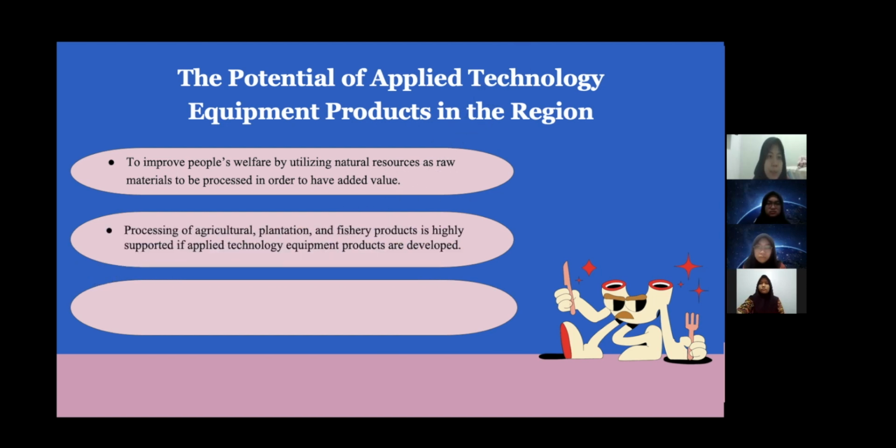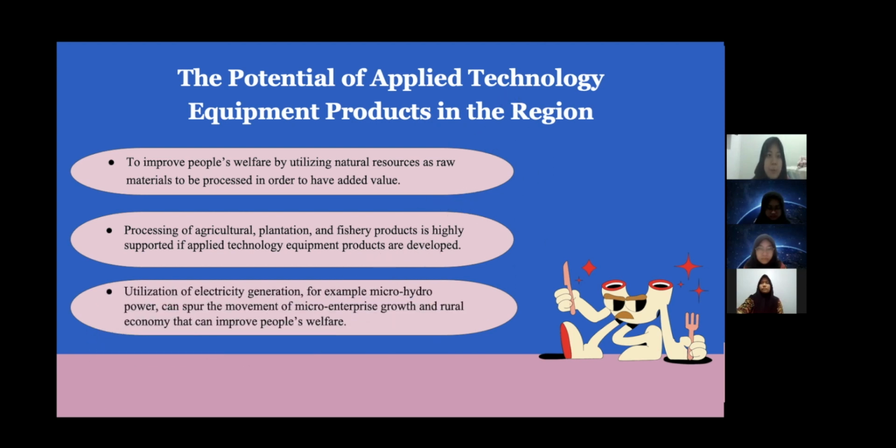And then the second one is processing of agricultural, plantation, and fishery products is highly supported if applied technology equipment products are developed. Maksudnya adalah proses pengolahan hasil pertanian, perkebunan, maupun perikanan itu sangat terdukung jika dikembangkan produk peralatan teknologi terapan. Contohnya apa aja sih? Yang pertama itu ada proses kendali dapat memantau suhu secara otomatis. Lalu yang kedua itu juga ada contohnya industri pengolahan ikan menyimpan hasil olahan, hasil budidaya jamur supaya tidak cepat rusak.